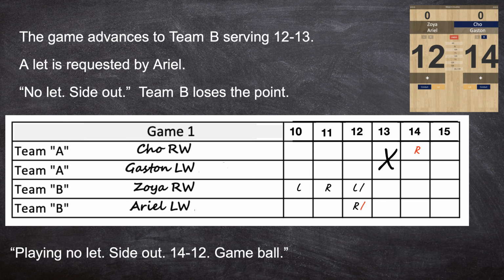Game ball or match ball should be announced at the first opportunity, but not for subsequent points. The two terms should not be combined. Game and match ball is not good form. It's also poor form to say possible game ball. And the suspense continues. Do Choi and Gaston cinch it? Or do Zoya and Ariel pull off a comeback win?